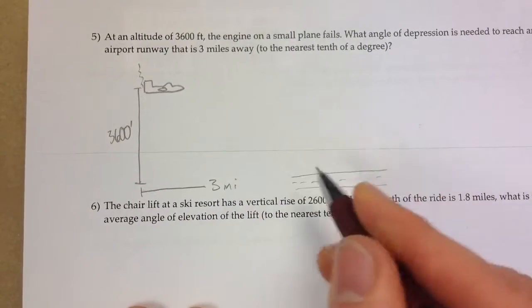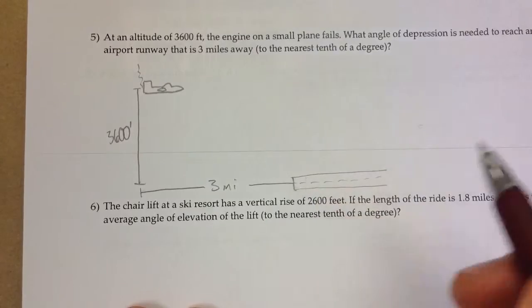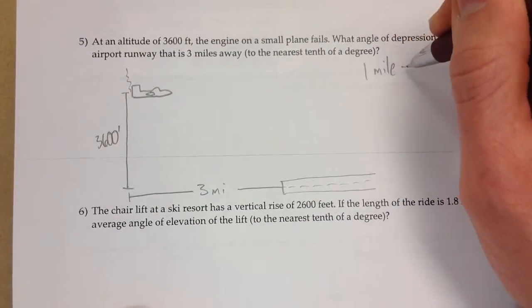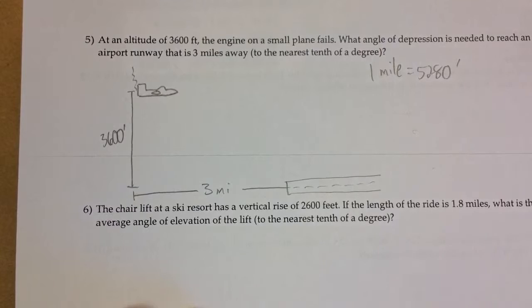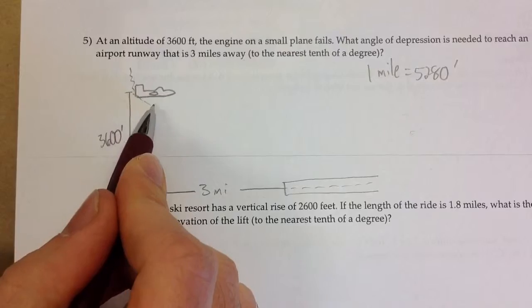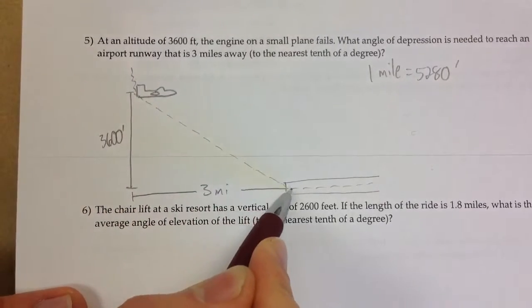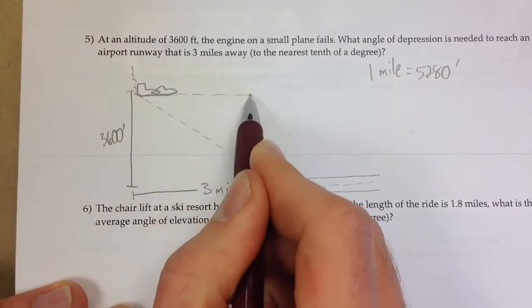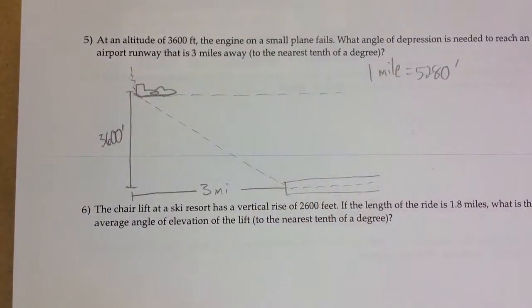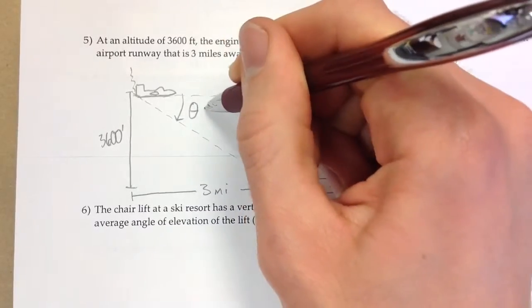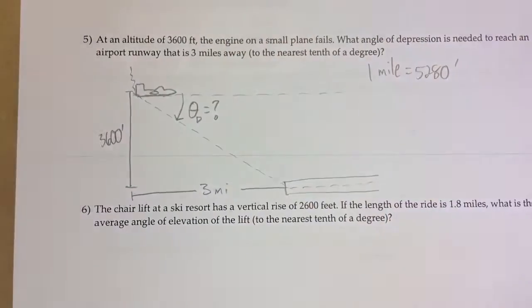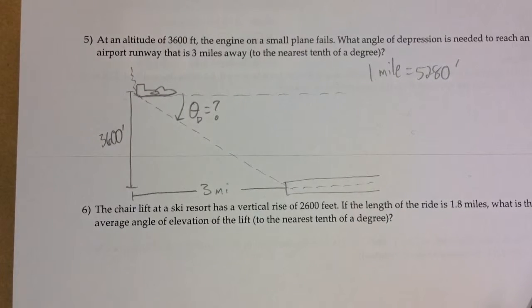And how many feet a mile? 5,280. 1 mile equals 5,280 feet. We need to know how much to cock the nose down so that we make it to the runway. In other words, we need to find the angle of depression. Remember, angle of depression is always with regards to the horizontal. So this is the angle. That's what we're looking for.